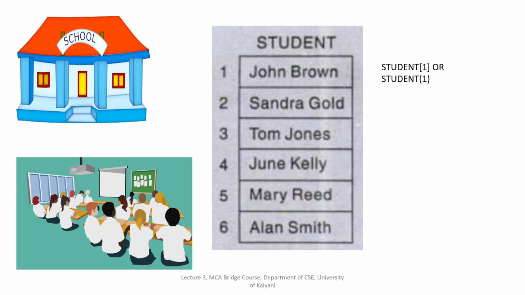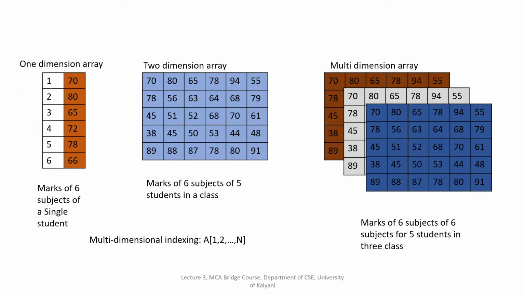For that we have to use the name of the array, student, and a different style of array indexing, either parentheses or brackets, whichever we can use here. So this is another example of an array. The first array is an example of a one-dimensional array, where the left column shows the index and the right column shows the value at that index.